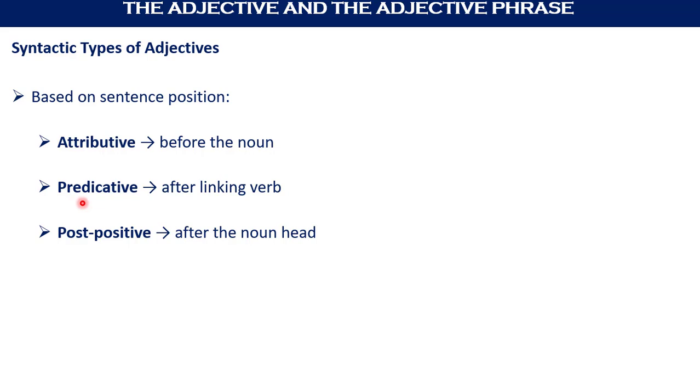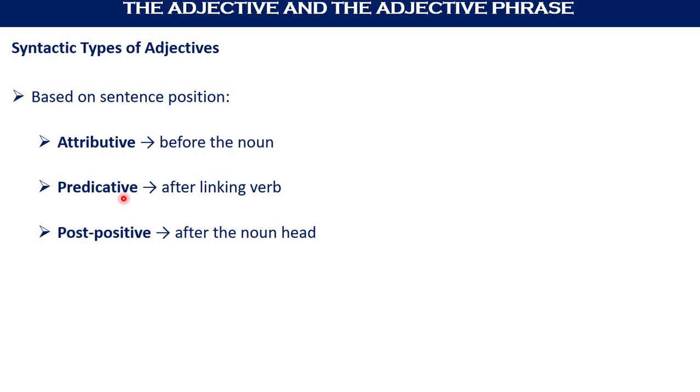Now another is the predicative adjective. A predicative adjective is the adjective that is placed after a linking verb. Examples of linking verbs are is, was, seem, become. So if adjectives are placed after the linking verb, then it becomes a predicative adjective. For example, the man is tall. So tall comes after the linking verb is, which means it is a predicative adjective.